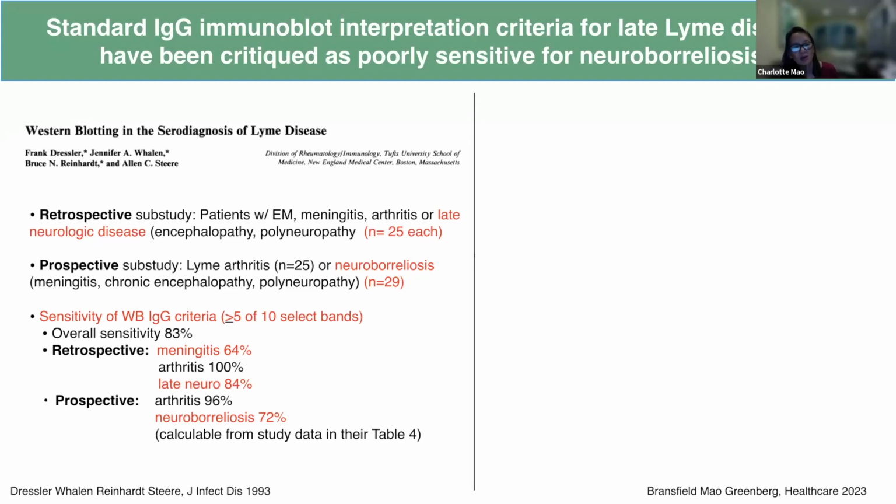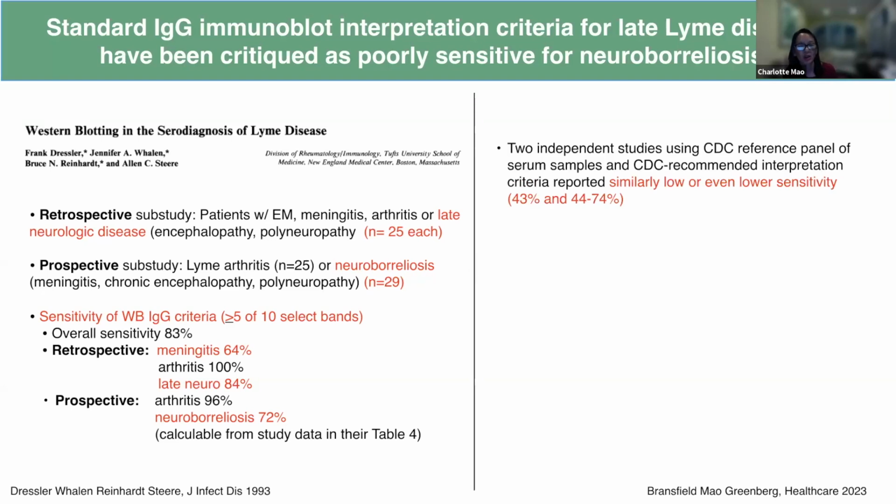And from the retrospective study, they generated their proposed IgG criteria that were eventually accepted as the standard criteria to use, and which require 5 or more of 10 select bands to be present. But in this study, when you actually look at what the sensitivity of their proposed criteria were for neurologic patients, you can see that in the retrospective study, late neurologic disease, it was only 84% sensitive, and in the prospective study, it was even lower. Neuroborreliosis was only 72% sensitive. This is in contrast to arthritis, where the sensitivity is much higher, 96 to 100%.